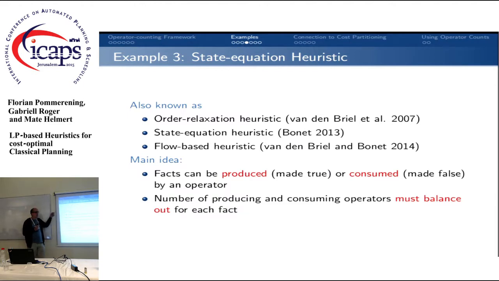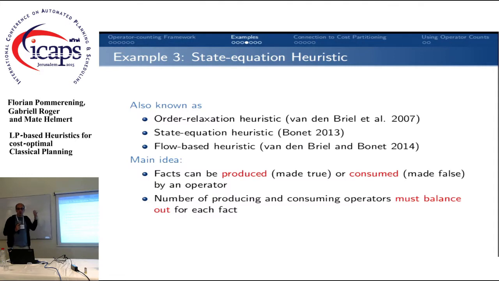Then in 2013, Bonet kind of rediscovered it in a different way, through a different idea, as a property of Petri nets, and called it the state equation heuristic. And in 2014, both of them wrote a paper on extending this idea to flow-based heuristics.